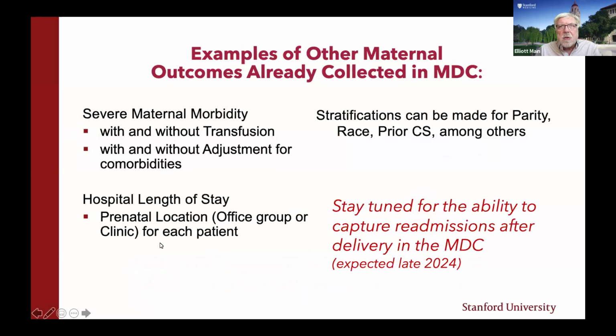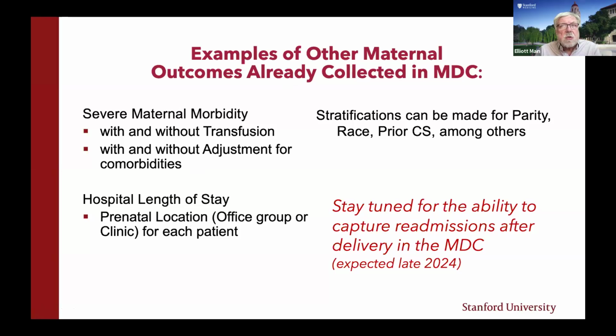We have other outcome measures that are tied to anemia that are already in the maternal data center. Eero talked about severe maternal morbidity. That we capture it in several different flavors, with and without transfusion, and with and without adjustment for comorbidities. So this is again going to be, we hope, to show that prenatal care can affect severe maternal morbidity, can improve severe maternal morbidity. Hospital length of stay, the sicker you are with severe maternal morbidity, the longer your length of stay. So this is also going to be a sensitive indicator for anemia.